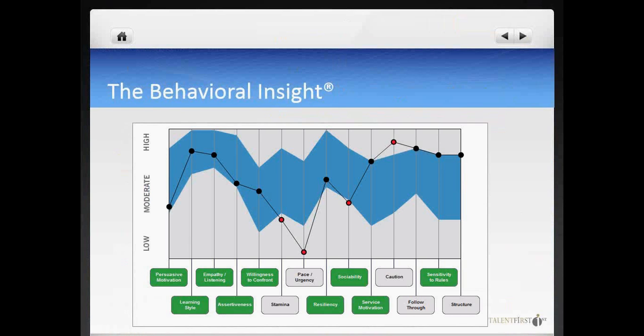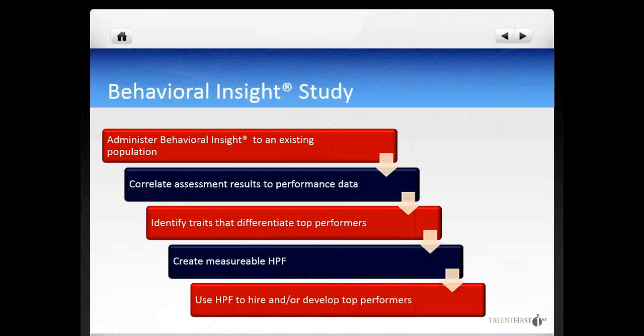You can see that the black dots are aligned with the high performance footprint, while the red dots are outside of the model. These red dots are the areas that you will want to investigate on a deeper level during an interview. So the first step is to administer the Behavioral Insight in your existing workforce.